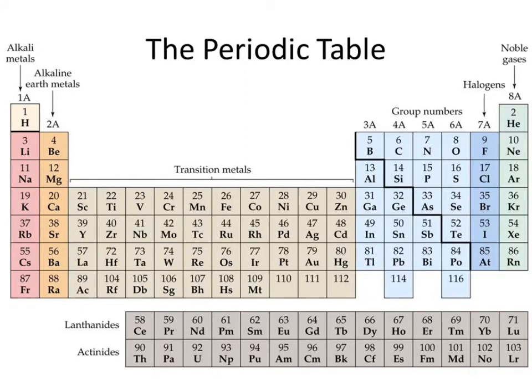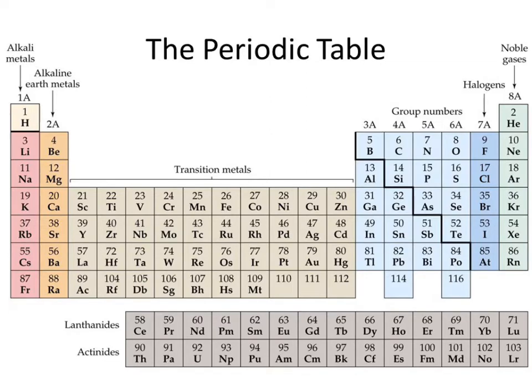Now, our periodic table is arranged, again, by atomic number. And so what ends up happening is the elements fall into groups with similar properties. Okay, a lot of chemistry is done with the valence electrons.